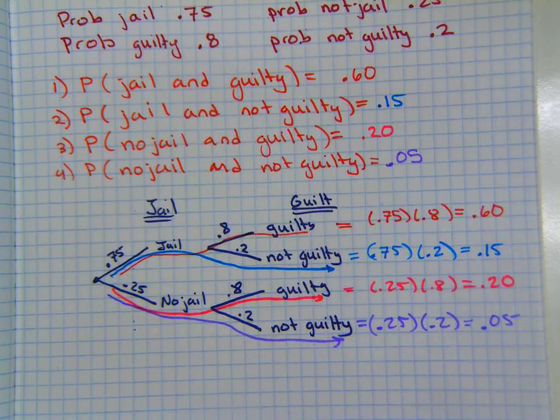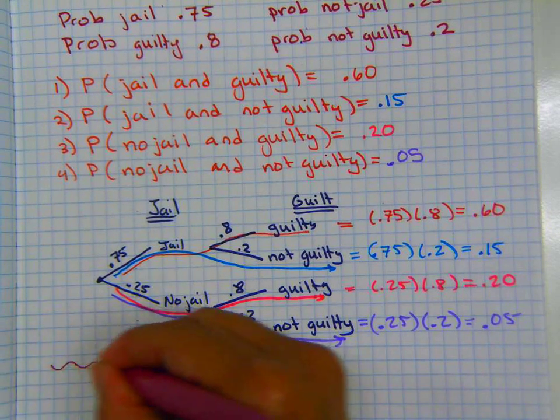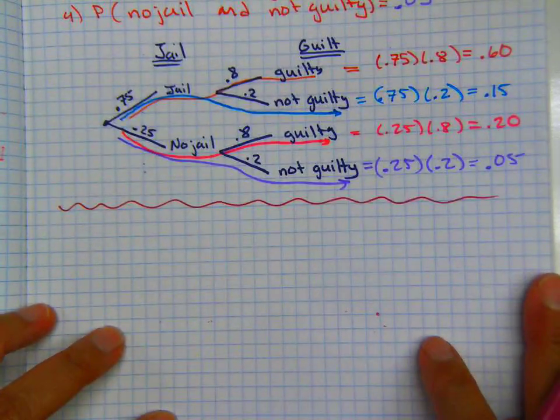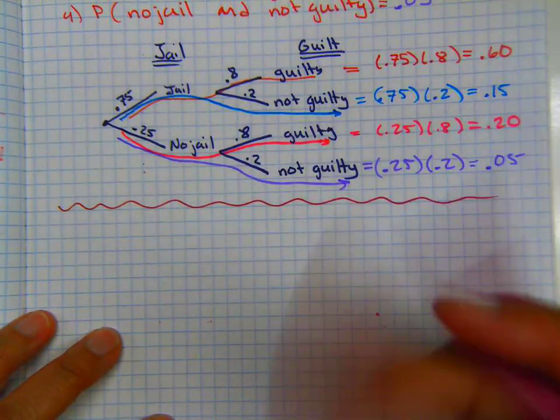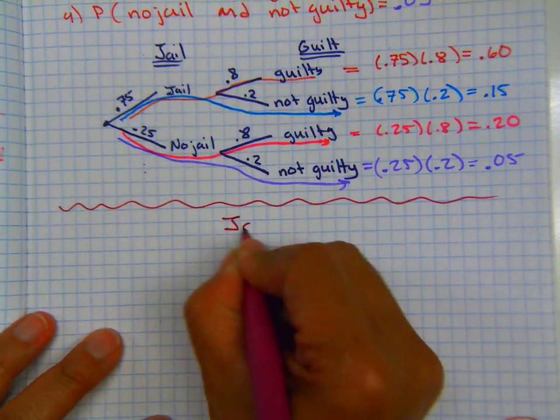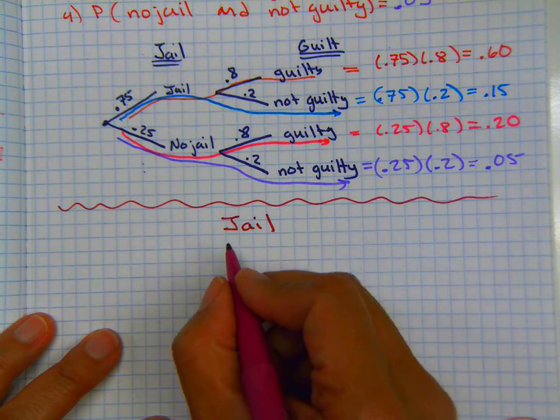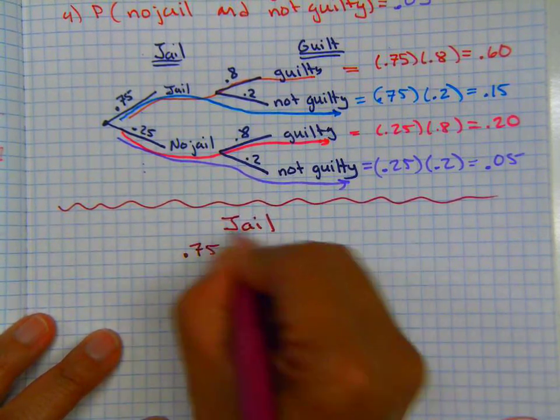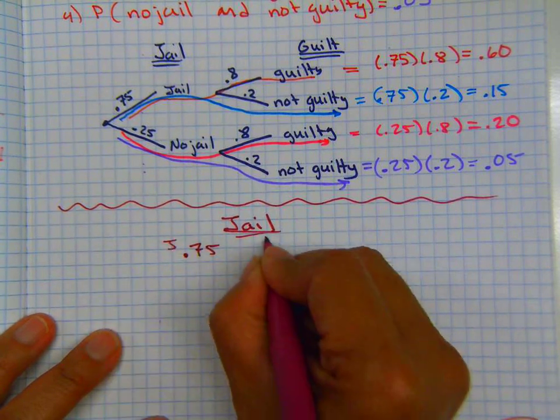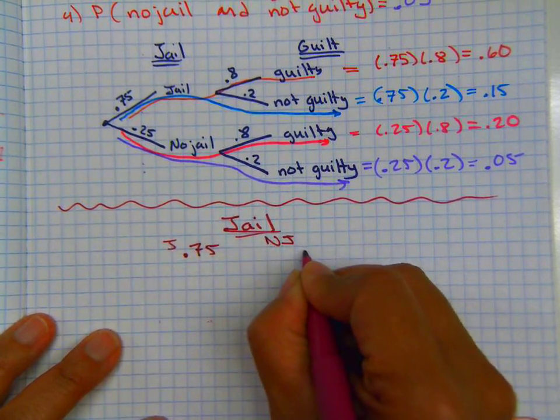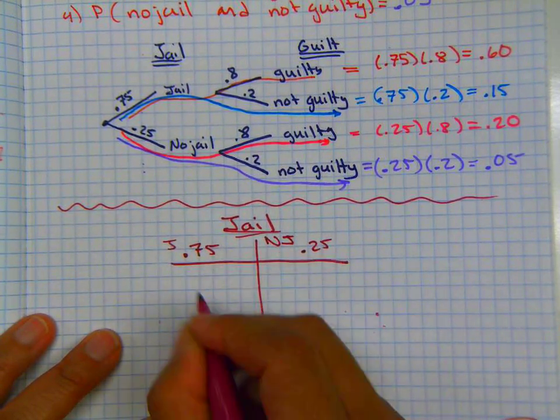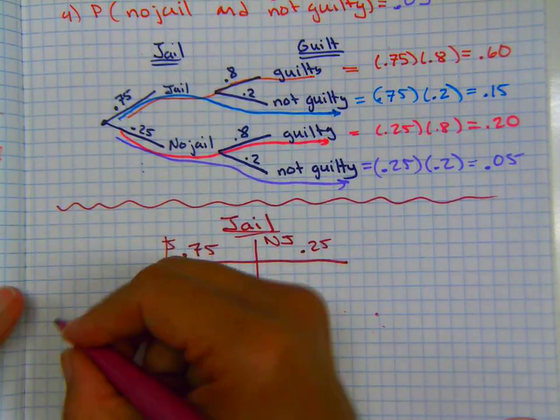Now, if I wanted to, I could have set this up. I'm going to just draw a quick little line right here. I could have set this up as an area model. Remember, I said you could do these two different ways. If, for example, I put jail here, jail would have been 0.75. So this is jail, this is no jail, and that would have been 0.25. Here's my area model. The other side would have been guilt.